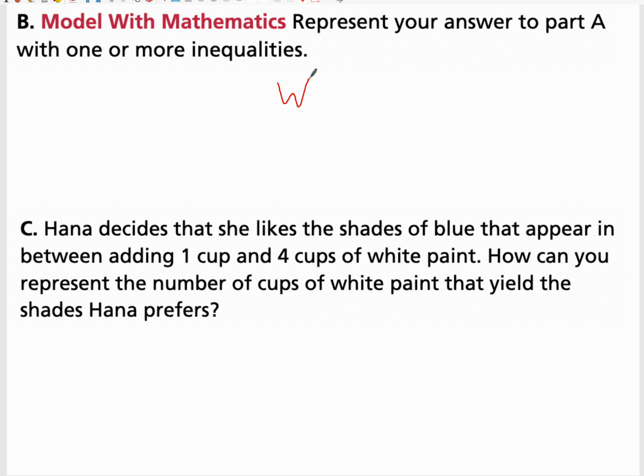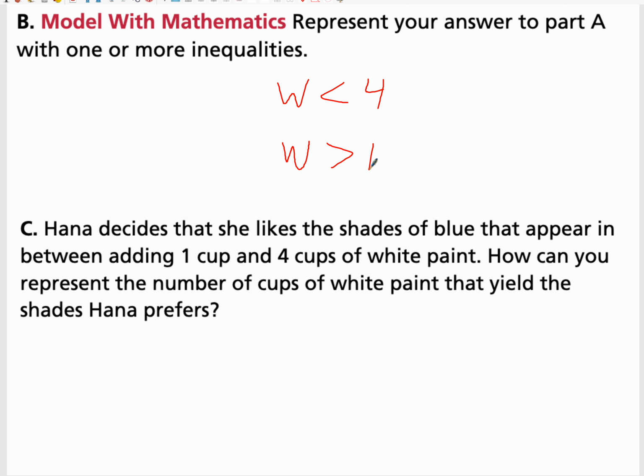Less than 4. So we need W to be less than 4. Okay, W also needs to be greater than 1. That, fellas, is a compound inequality. We're using the same variable to describe two different sets of outcomes. That's easy. Okay? That's easy so far.